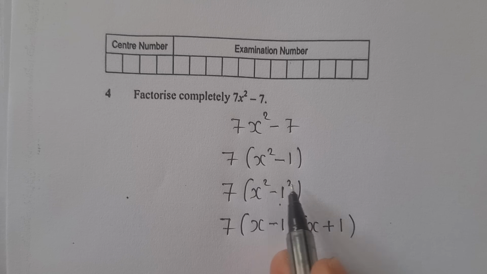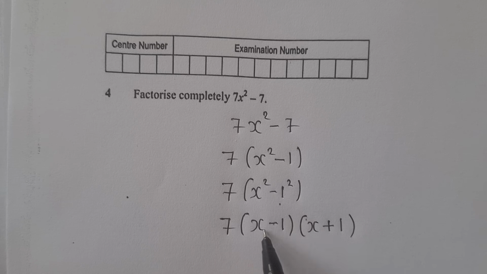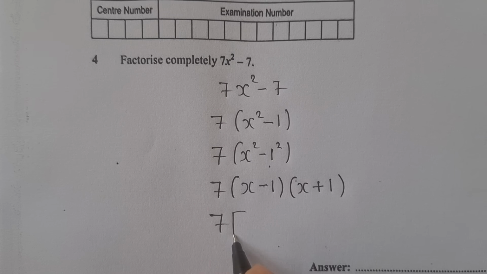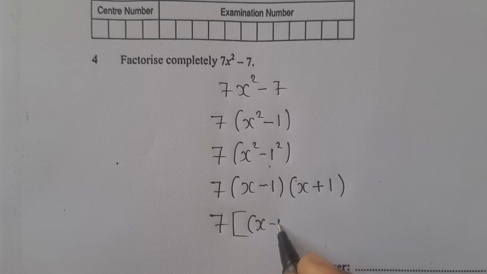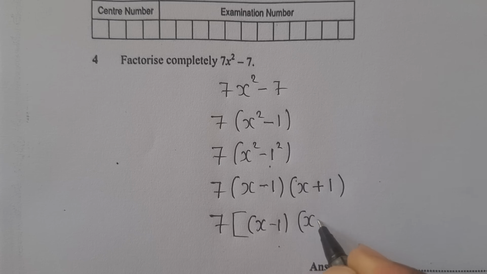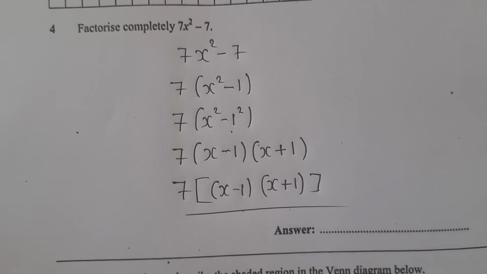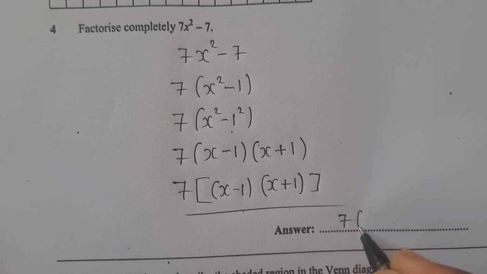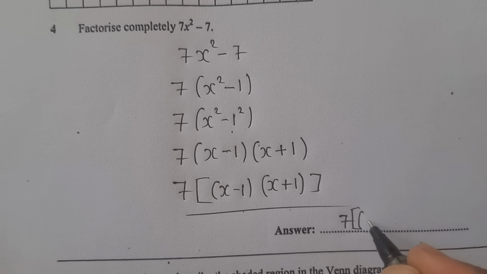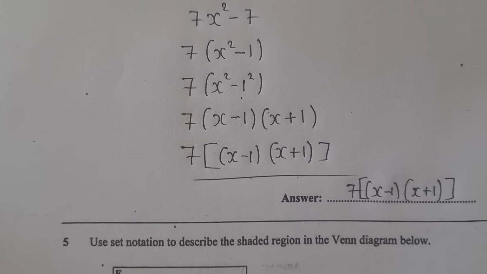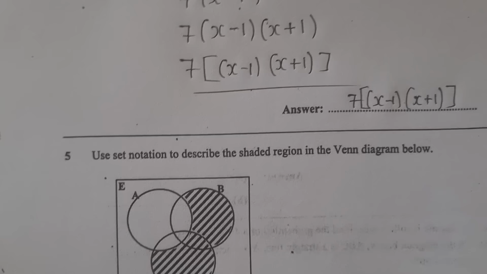The moment you write the power 2's here, you get the bases, and these are the bases. So now we can say 7 like this, like that. This is how our final answer must look. So we can write it here: 7[(x − 1)(x + 1)], don't forget the square brackets, like that. We now go to the next question.